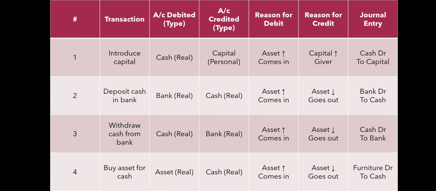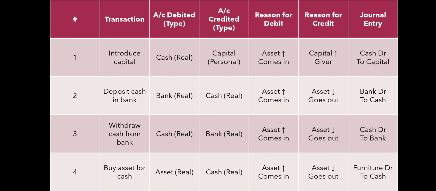The fourth example now: buy asset for cash. If I am buying any asset, that asset will come into the business. It's a real account, right? So it will be debited. And my cash, I will of course buy that asset with some cash or using my bank account, so that will be credited, because it is going out of the business.